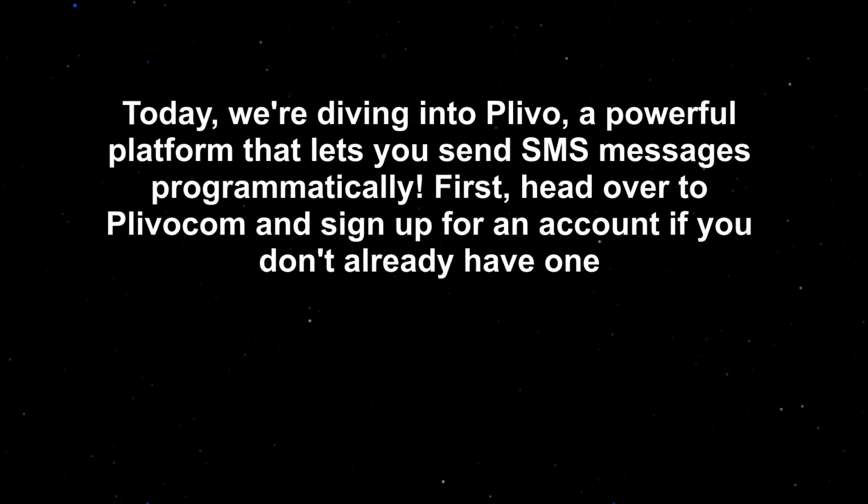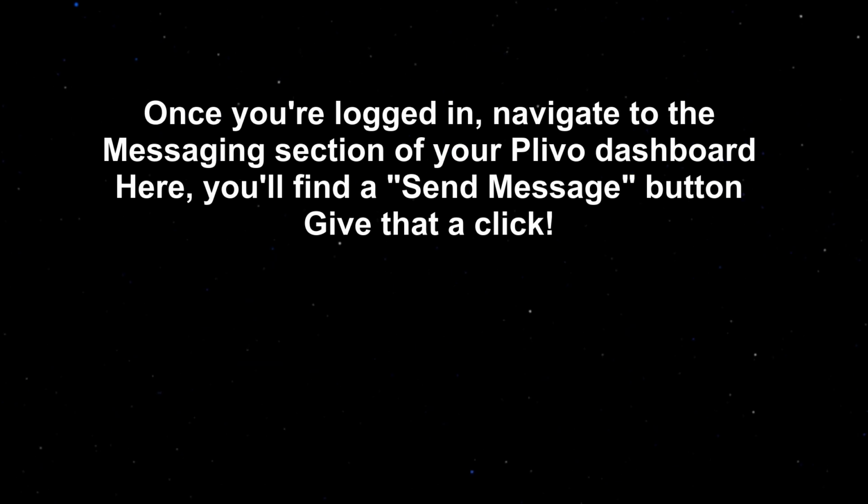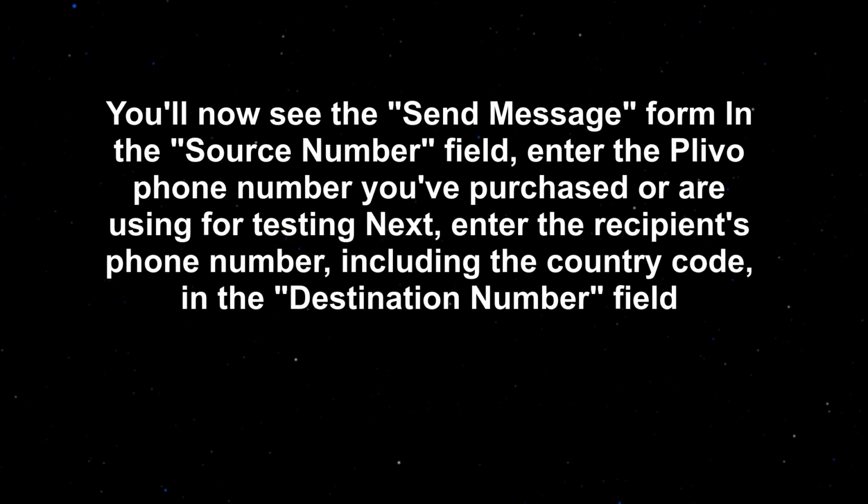First, head over to Plivo.com and sign up for an account if you don't already have one. Once you're logged in, navigate to the messaging section of your Plivo dashboard here. You'll find a Send Message button. Give it a click. You'll now see the Send Message form.